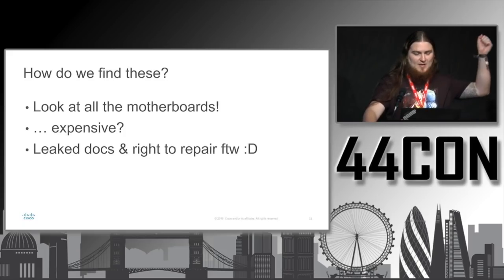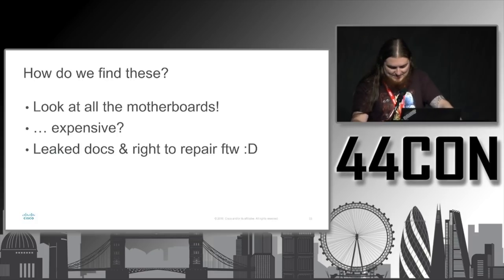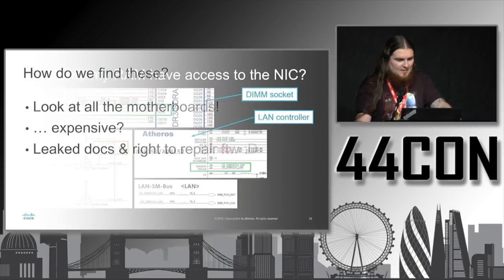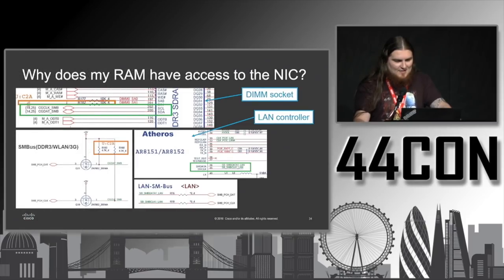So you write to repair for the win. I spent hours and hours looking through various laptop schematics, and then ran into this. The DIMM socket has these two pins, SCL and SDA, so they're for SMBus, which is a system management bus. And they're also connected to the LAN controller. Why is the DDR socket connected to the LAN controller? Because we know the LAN controller can be controlled via SMBus, because that's how IME talks to the internet. So this is very strange.